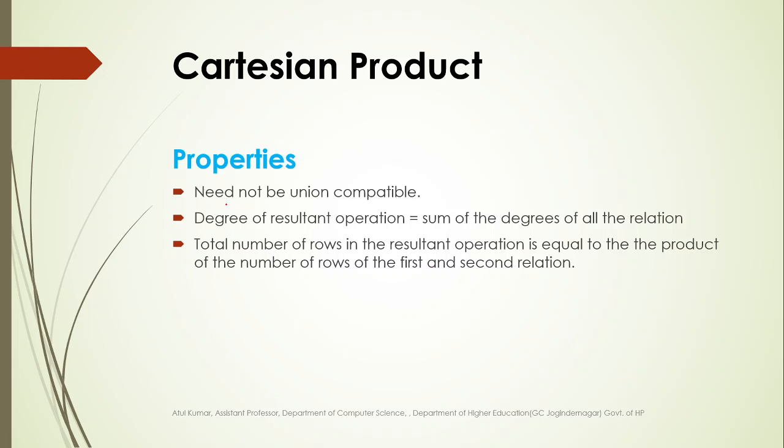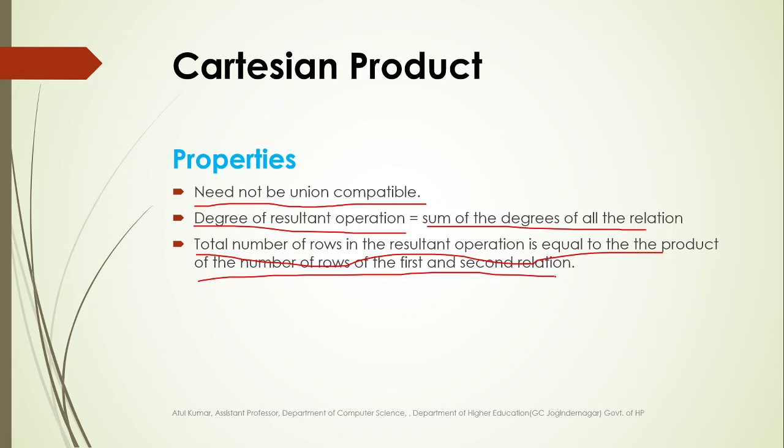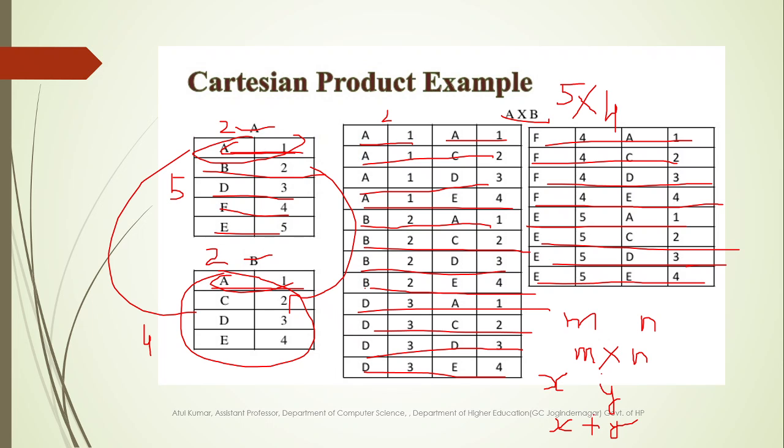The main properties of Cartesian product include that it does not need to be union compatible. Again, the degree of the resultant operation is the sum of the degrees of the relations, as I have discussed earlier. The total number of rows in the resulting operation is equal to the product of the number of rows of the first and second relations, that is here m cross n, and for degree, x plus y.